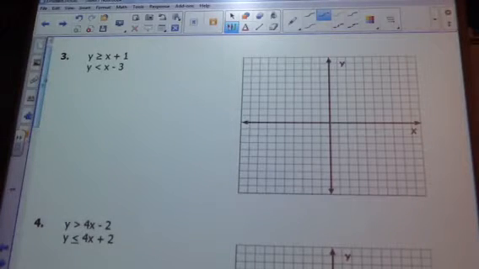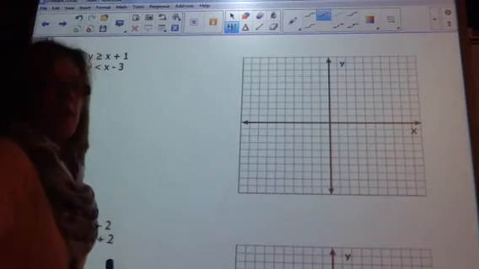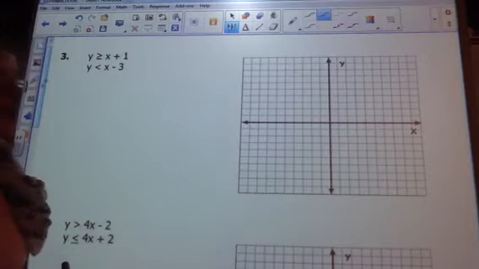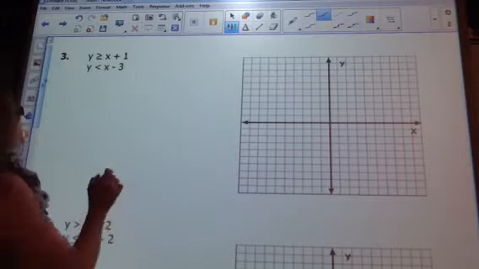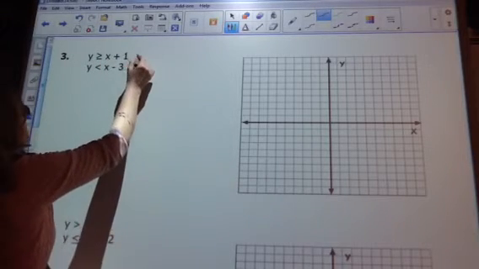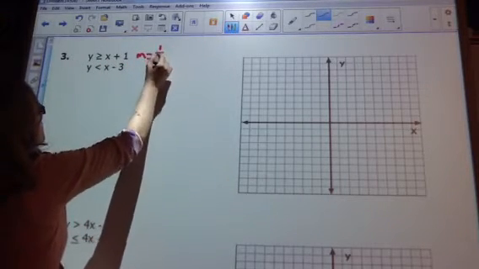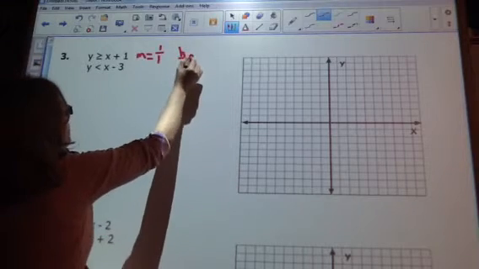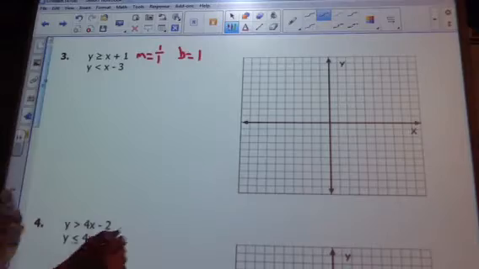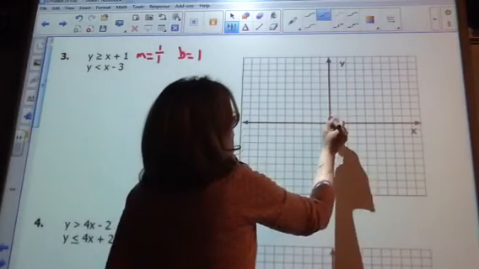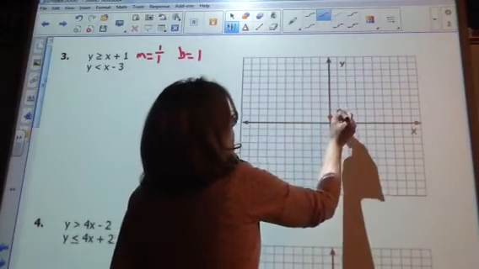All right, class, this is the second part of 5-6, solving systems with linear inequalities. Okay, so let's jump right into it. We need to identify your slope, which is 1 over 1, and your y-intercept, which is positive 1. Okay, so let's go ahead and graph this. Start at the y-intercept at positive 1, and go up 1, right 1.